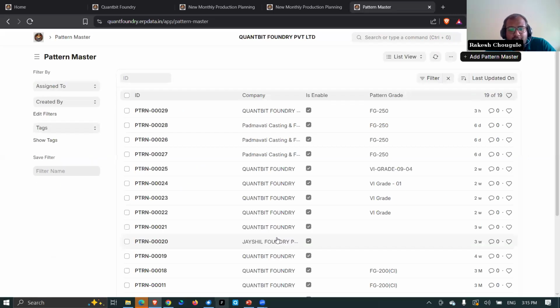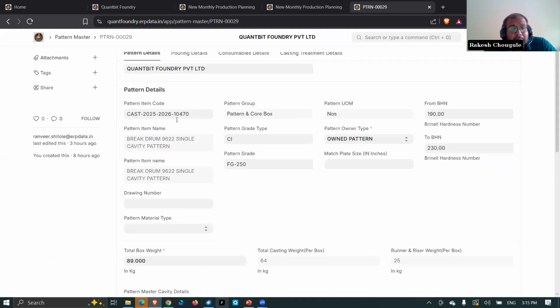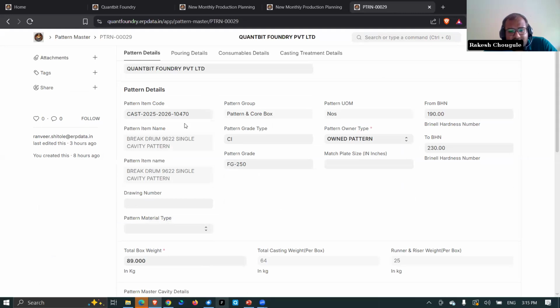Pattern master is the most important thing in our whole software. We call it a pattern master, but actually it is a bill of material of the casting. So in pattern master, we add the pattern item, which pattern item this is, its group, its pattern grade type, which type of casting production is done from that particular pattern, its grade.